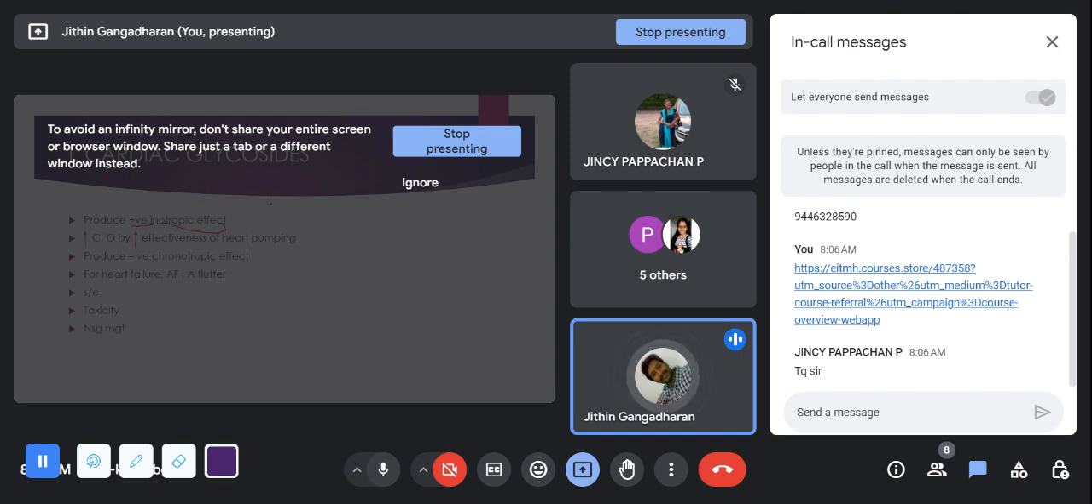Now, in which conditions do we give these cardiac glycosides? First thing, it is given for heart failure. Then atrial flutter and atrial fibrillation. AF, fibrillation, atrial flutter, we will give the cardiac glycosides.